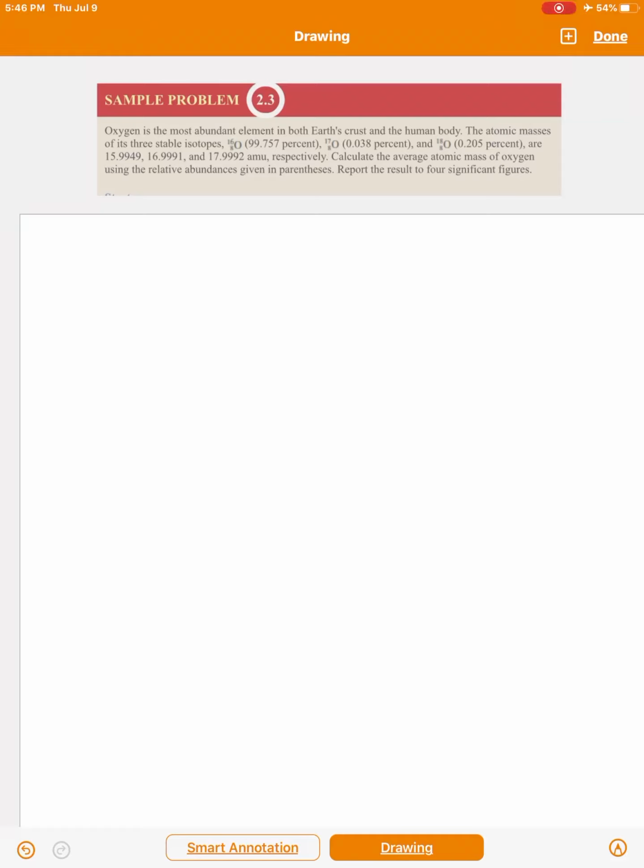Sample problem 2.3. Oxygen is the most abundant element in both Earth's crust and the human body. The atomic masses of its three stable isotopes, oxygen 16, oxygen 17, and oxygen 18, are given here, as are the relative abundances and the atomic masses. Calculate the average atomic mass of oxygen using the relative abundances given in the parentheses. Report the result to 4 significant figures.